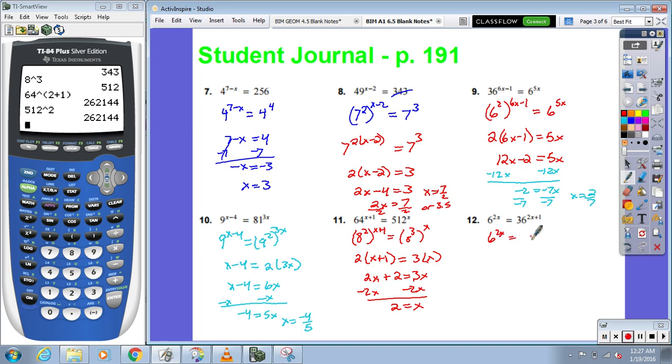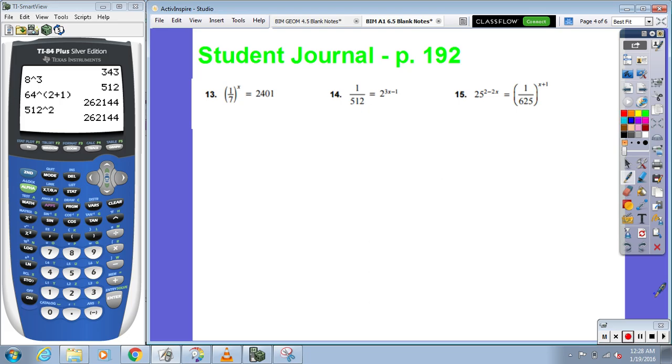So on this, 36 is the same as 6 squared, still to the 2x plus 1. So we have 2x equals 2 times 2x plus 1, and we want to go ahead and distribute, which we get 4x plus 2. Now I'm going to go ahead and solve this one. So I subtract the 4x from both sides. I get negative 2x equals 2. Now I'm going to divide by negative 2, and I find out that x equals negative 1, and you could check the same way.